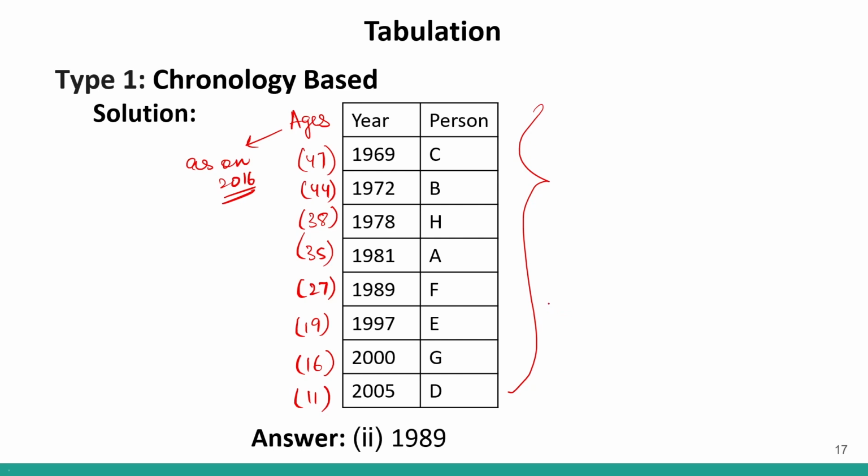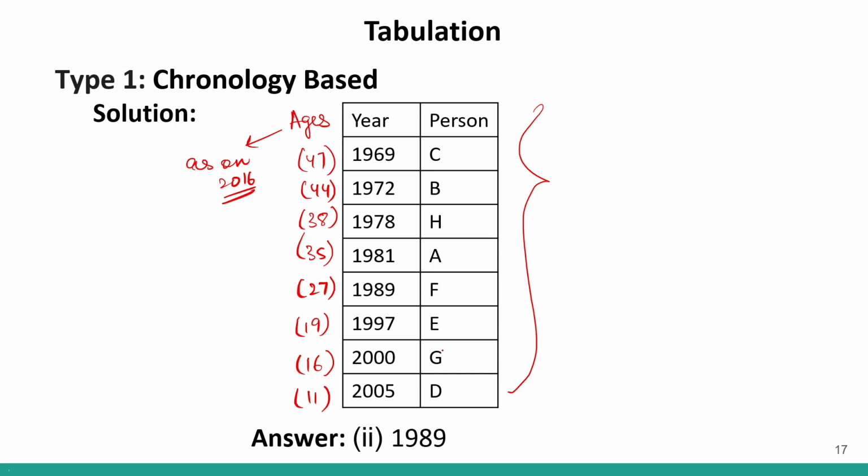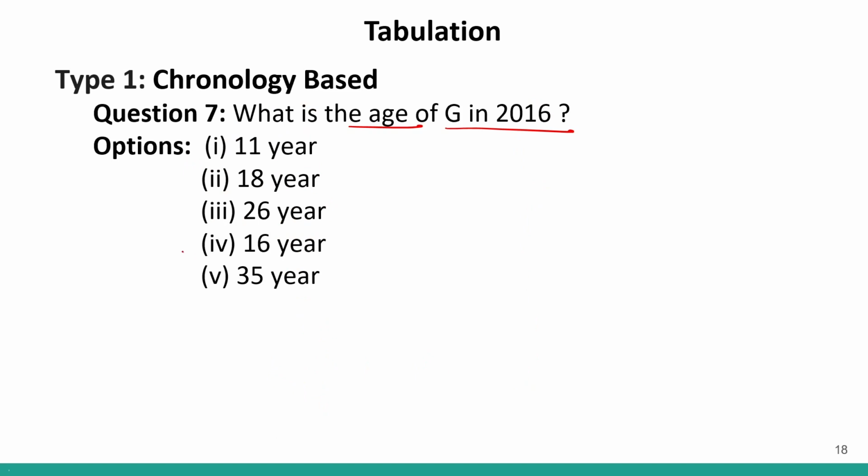Okay. Moving on to the next question. The next question is, what is the age of G in 2016? If I look at the arrangement, G is over here. 16 years old. So, G is 16 years old. Going back to the options, answer will be option number 4, 16 years, because G is 16 years old.